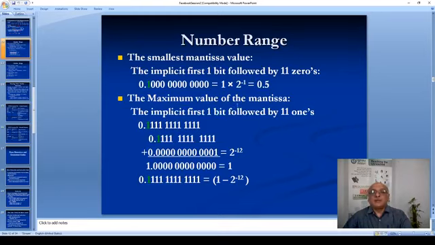What is the maximum value for the mantissa? The implicit 1 bit followed by all ones. To know this value, we can do a little bit of jugglery. We can add just 1 to it, and that is equal to 2 to the power minus 12 in this case, because this is the 12th location. The sum of this will become 1. So this is equivalent to 1 minus 2 to the power minus 12. This is how we have evaluated the values.